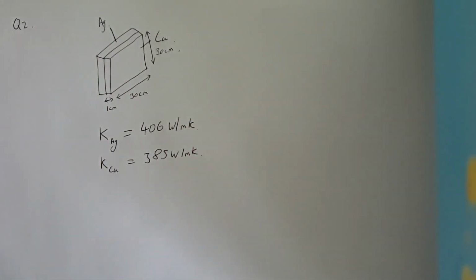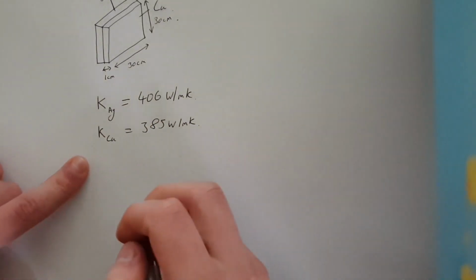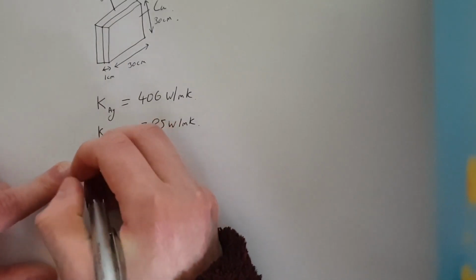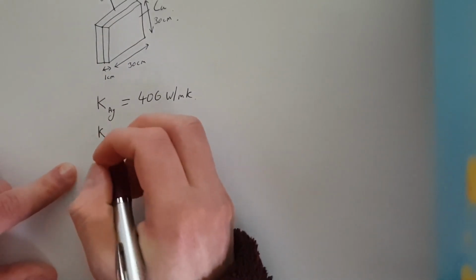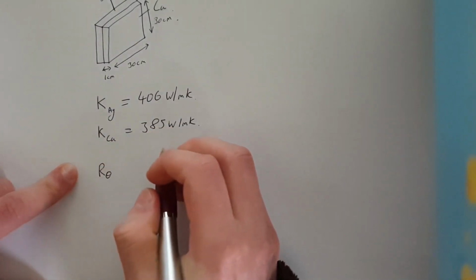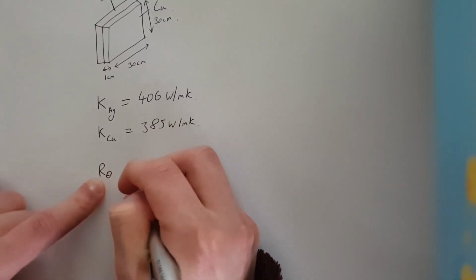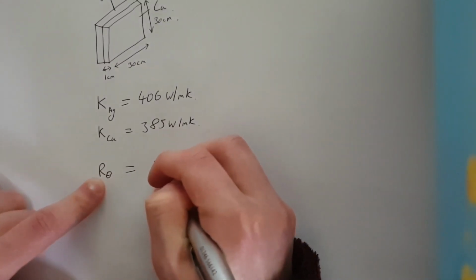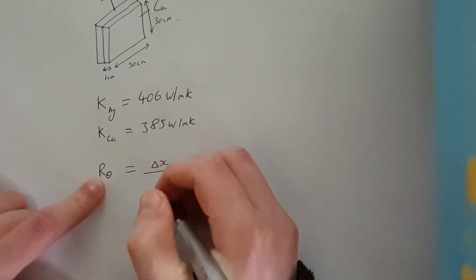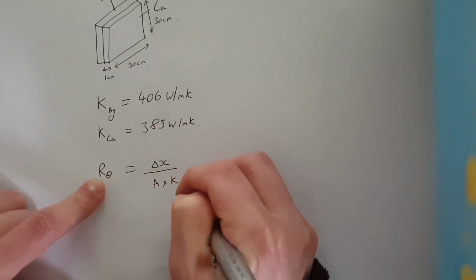Okay, so calculate the thermal resistance of each layer and calculate the overall resistance of the bilayer. So we'll just start off with the resistance of the first layer. So let's do the silver layer first. So our formula for thermal resistance, R theta, just a general thermal resistance, where theta indicates temperature. So thermal resistance is equal to delta X, so this is your thickness, divided by the area, which we're looking at, times the thermal conductivity, K.